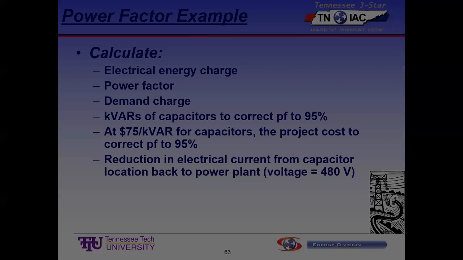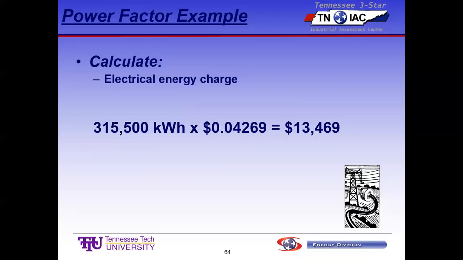Okay, well, we'll start out really easy. The electrical energy charge is 315,500 kilowatt hours times the rate. So that comes out to $13,469, if my arithmetic's any good. I think it is. I hope it is.